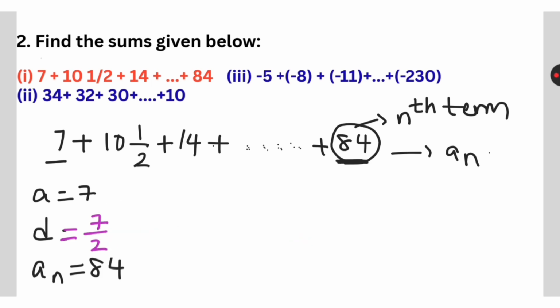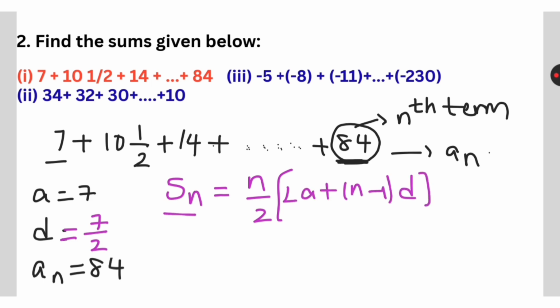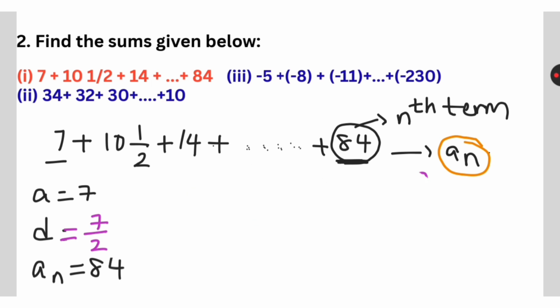Here what they're asking is to find the sum. That means you need to find Sn. What is the formula? n by 2 times 2a plus (n minus 1) into d. Here we know a, which is 7, and also we know d, which is 7 by 2. Here we don't know n. We know the nth term, but we don't know n. So without n, how can you find Sn? So that's why, using the an formula, first find n. After finding n, then you can find the sum of the given arithmetic progression, isn't it? So our first step is to find n. The second step is to find Sn.